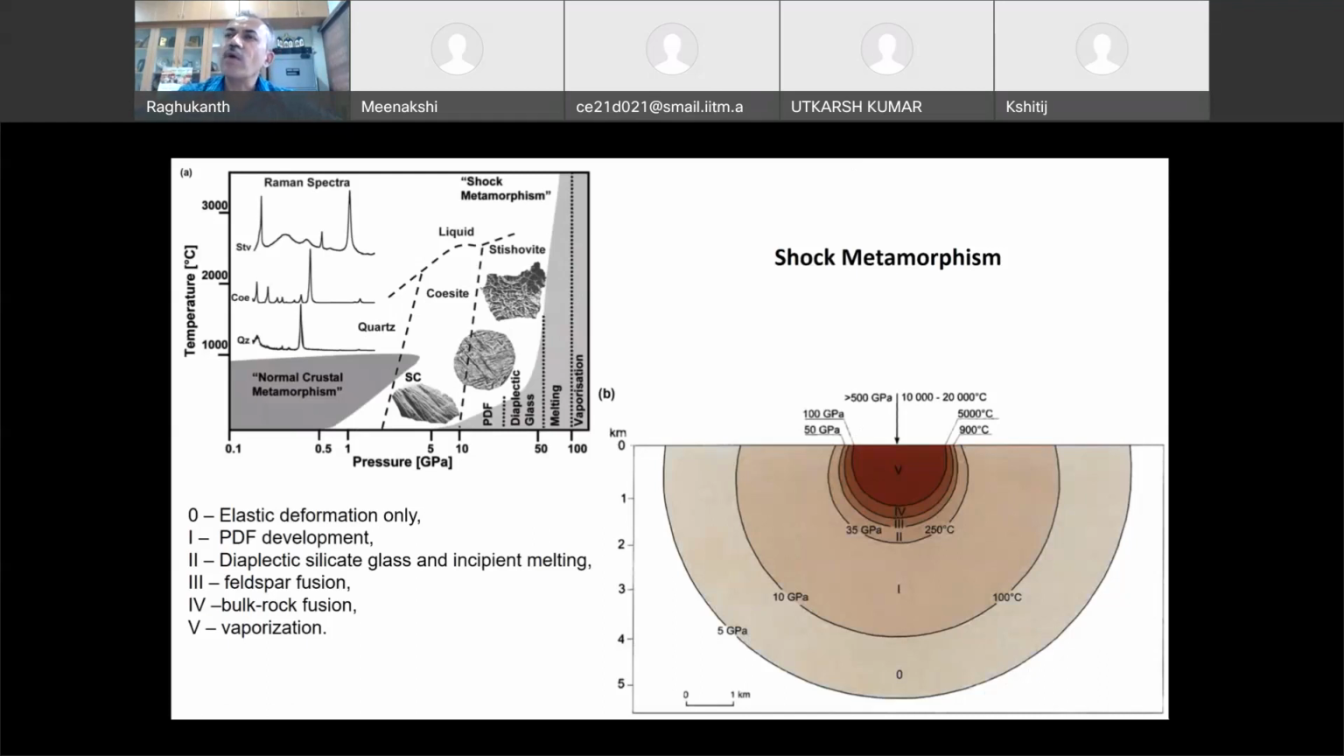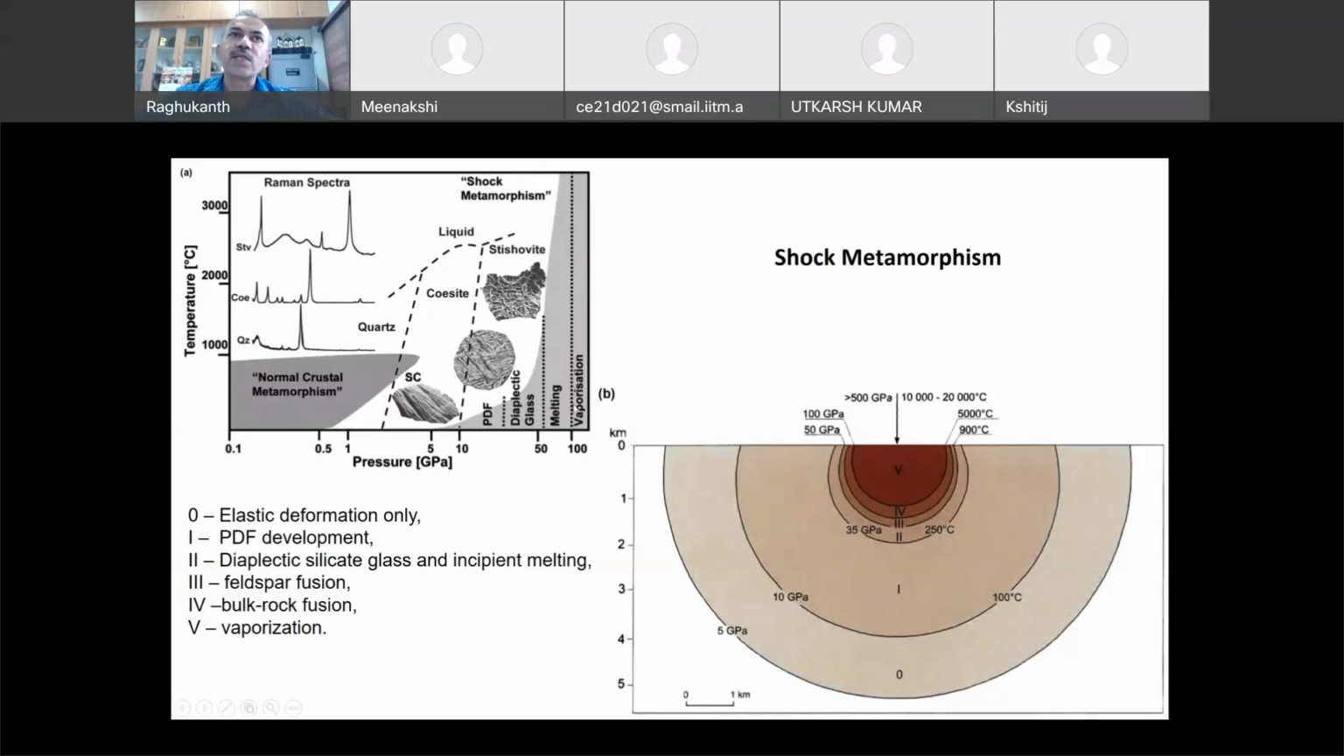Now, in shock waves, because there are hypervelocity, hypersonic impacts, you will have huge shock waves. So what happens is, if you take quartz or any rock and it is subjected to this type of impact, impact means huge pressure, and the temperature also will be extremely high. The rock changes its properties itself. This is a famous graph, the shock metamorphism graph, where the x-axis is pressure and the y-axis is temperature.